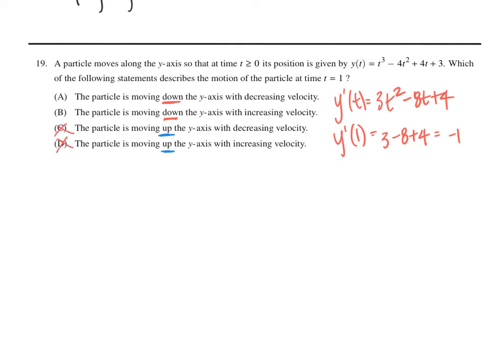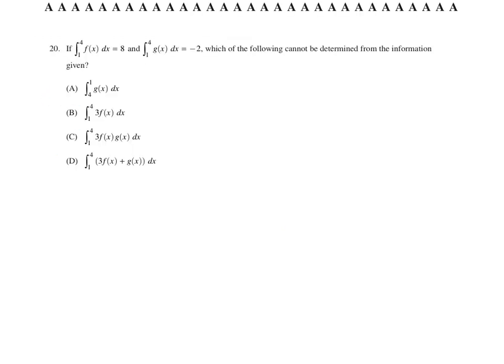Okay, then if we're talking about, is my velocity increasing or decreasing, that's really asking about the acceleration. So we've got to go find my acceleration. So y double prime of t is 6t minus 8. At this time, when t is 1, we'd have 6 minus 8, which is negative 2. Because that is a negative value, we know that the velocity is decreasing, therefore answer A.